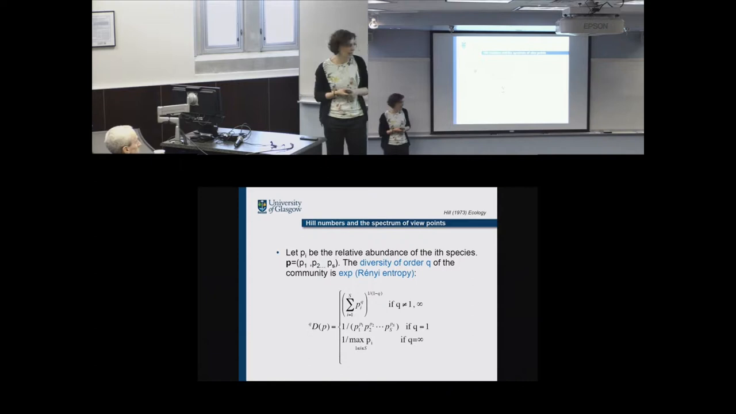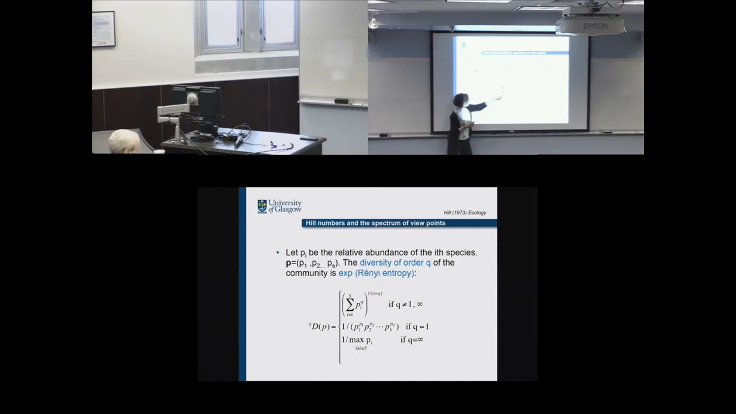Then two questions naturally come up. One is, why take the exponential? Tobias has already told you a little bit about that. The other is, what does Q mean? This was beta in Tobias's talk, but here it's Q. So those are the two questions. Let's start off with why take the exponential.